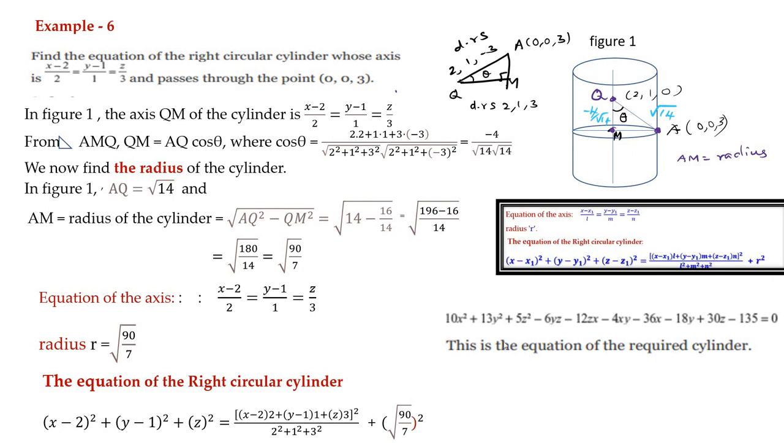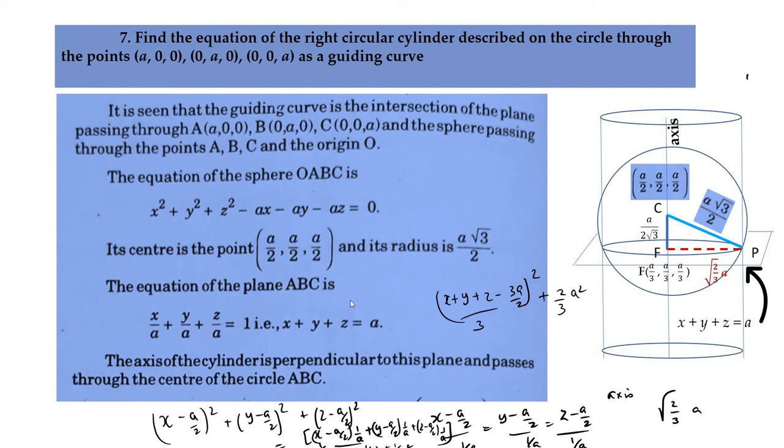And this on simplification gives you this equation. So now we have this problem. In this, explicitly again, the equation of the axis is not given, radius is also not given. So this problem, which comes under right circular cylinder, is different from the rest of the problems. So we'll have to obtain the radius of the cylinder and the equation of the axis.